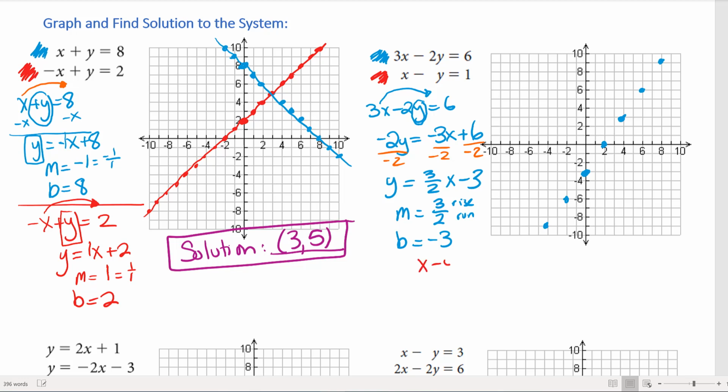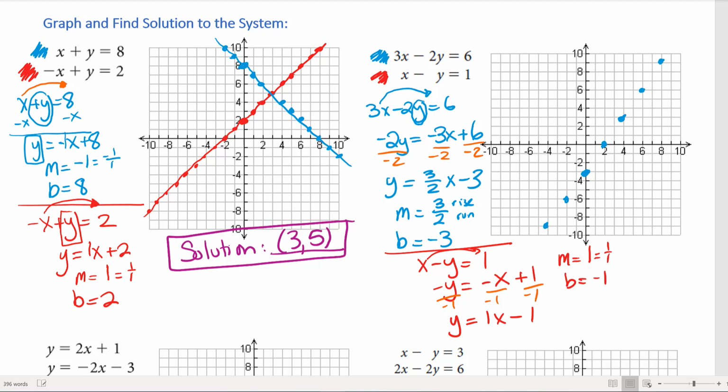We have x minus y equals 1. Move the x over, that gets me negative y equals, the x changes teams, right? He's going from the team on the left to the team on the right, so that means he's got to change a sign, which is negative. And then I'm going to divide everything by negative 1. This gets me y equals positive 1x minus 1. So the m is 1, or really 1 over 1. My b is negative 1.